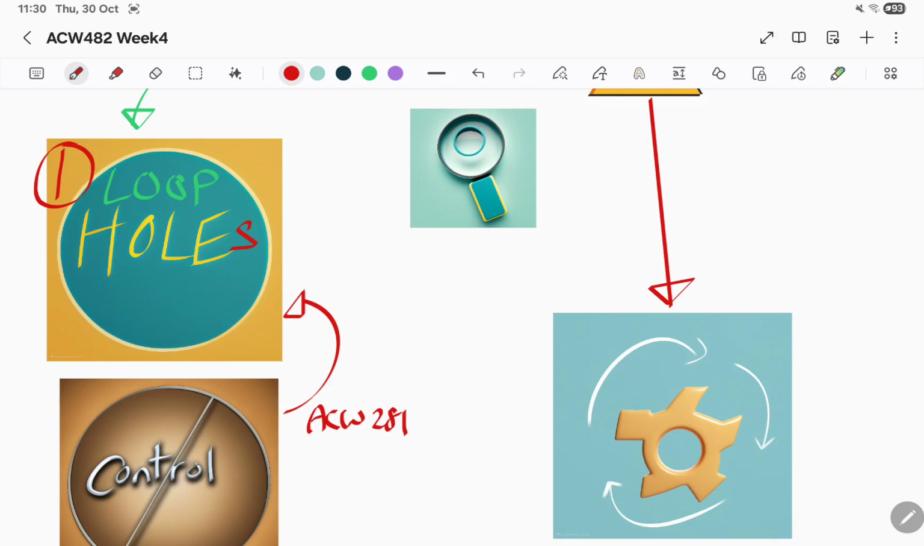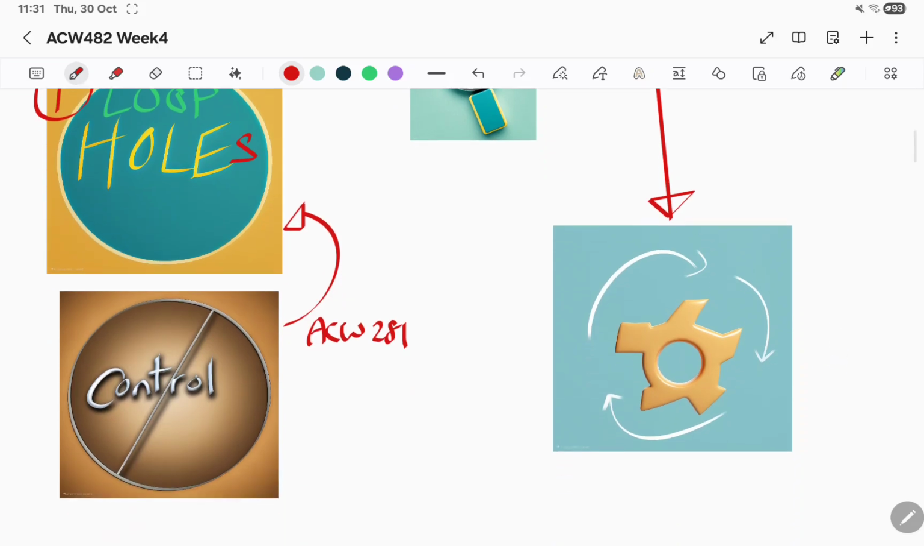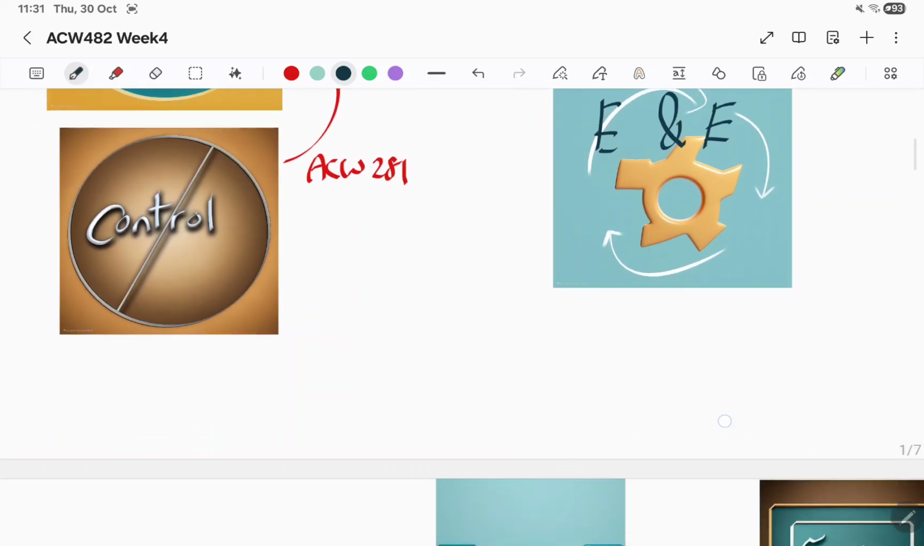Second, if it's not the process with the loophole, then it goes back to the efficiency and the effectiveness of the process. All right, the E and E, right? Over here, the E and E is the efficiency and the effectiveness of the process. Either it's because of the loophole, or it's because of the efficiency and the effectiveness of the process. Okay, does that make sense?